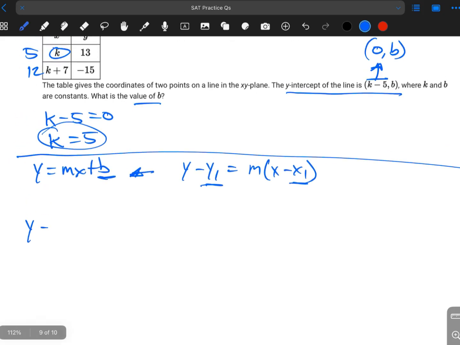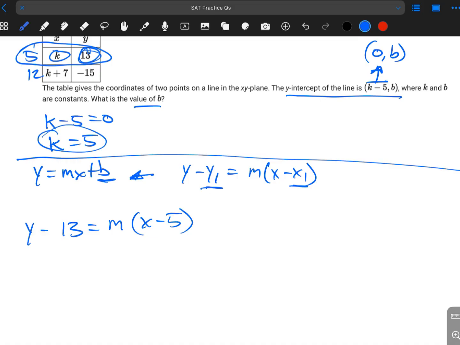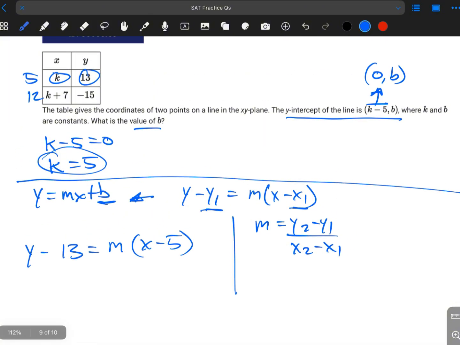So y minus y1, which we can take as either one of these really. Let's just take the top. Y minus 13 is equal to m times x minus x1, which is 5. That has to be from the same row that you took y1 from. Okay, but we don't know what m is. That's fine. You know that slope is y2 minus y1 over x2 minus x1. And we have these tables giving you the values of x1, y1, and x2, y2. So we just plug them in.